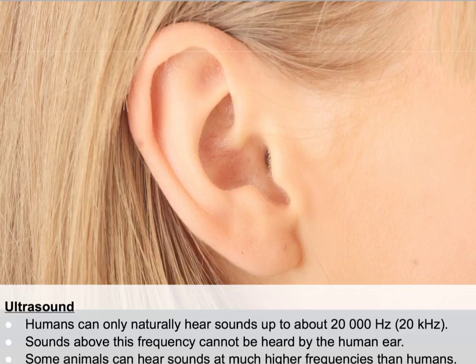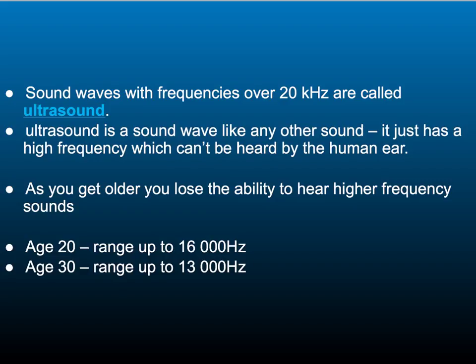The human ear can detect a very wide range of frequencies. Humans can hear sounds with a frequency up to 20,000 Hz. Different animals can hear different ranges of sound frequencies. The frequency of a dog whistle is too high for humans to hear. Dogs can hear at a much higher frequency than humans. Sound waves with frequencies over 20 kHz or 20,000 Hz are called ultrasound. Ultrasound's a sound wave like any other sound, it's just got a high frequency which can't be heard by the human ear.